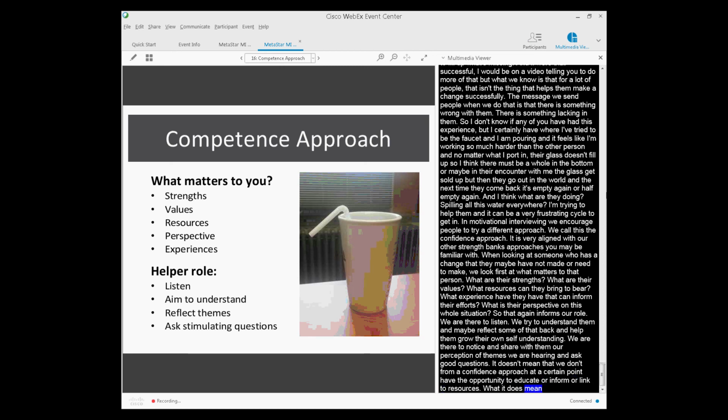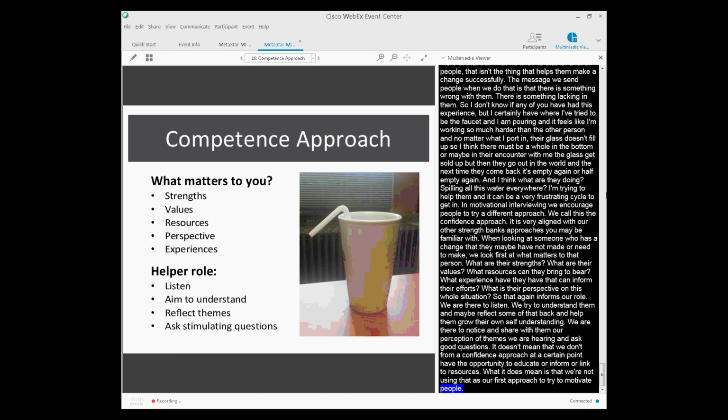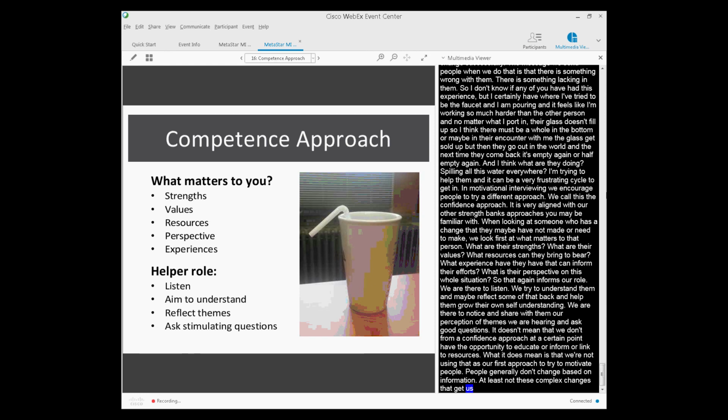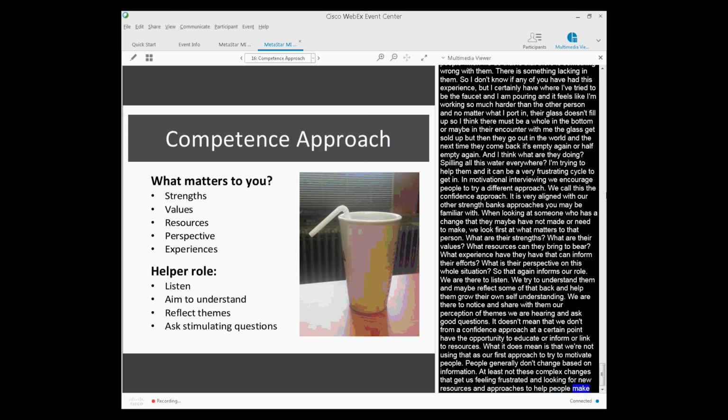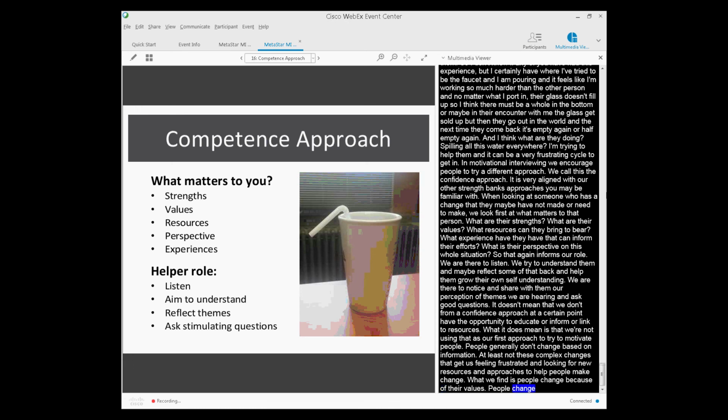People generally don't change based on information, at least not these complex changes that really get us feeling frustrated and looking for new resources and new approaches to help people make change. What we find is that people change because of their values. People change because things feel important to them. And so we want to get in touch with that first and foremost.